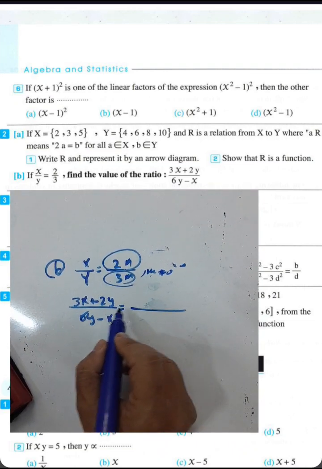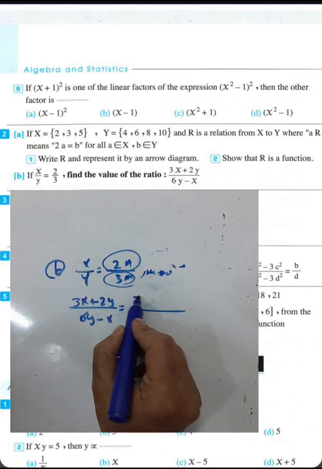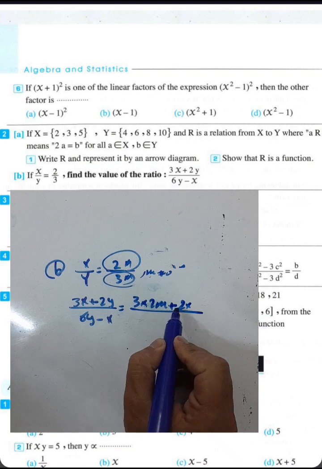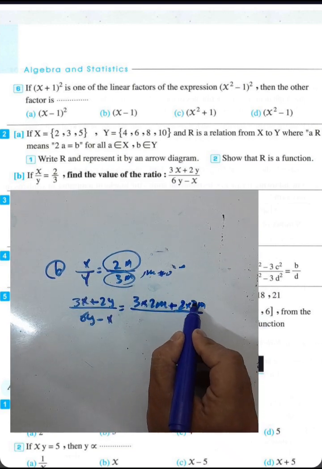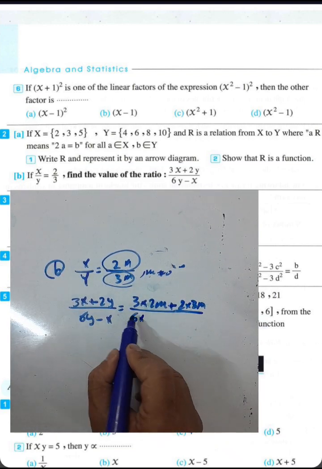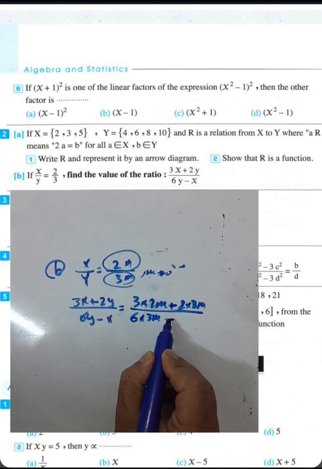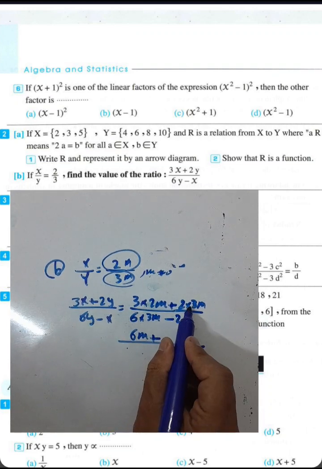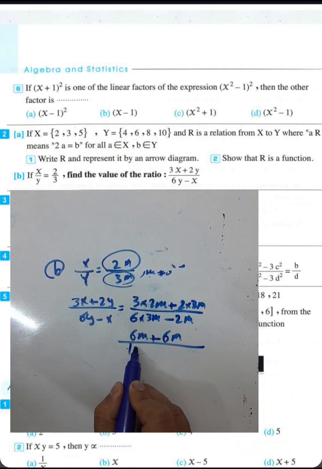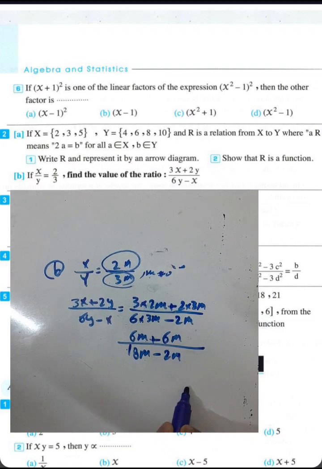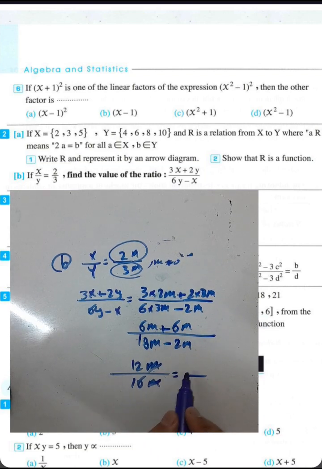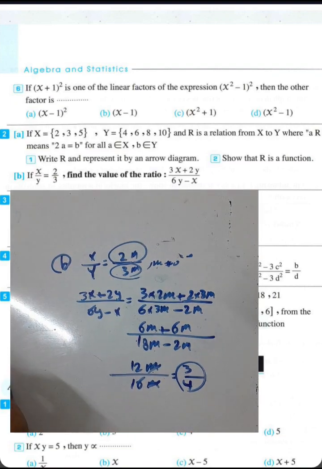Put here in this expression the numerator: 3 times x equals 2m, plus 2 times y equals 3m; the denominator: 6 times y equals 3m, subtract x equals 2m. 3 times 2 equals 6, 6m. 2 times 3 equals 6, 6m. 6 times 3 equals 18m, subtract 2m. 6 plus 6 equals 12, 12m. 18 minus 2 equals 16m. Cancel the symbols, divided by 4 equals 3. Result will be 3 over 4.